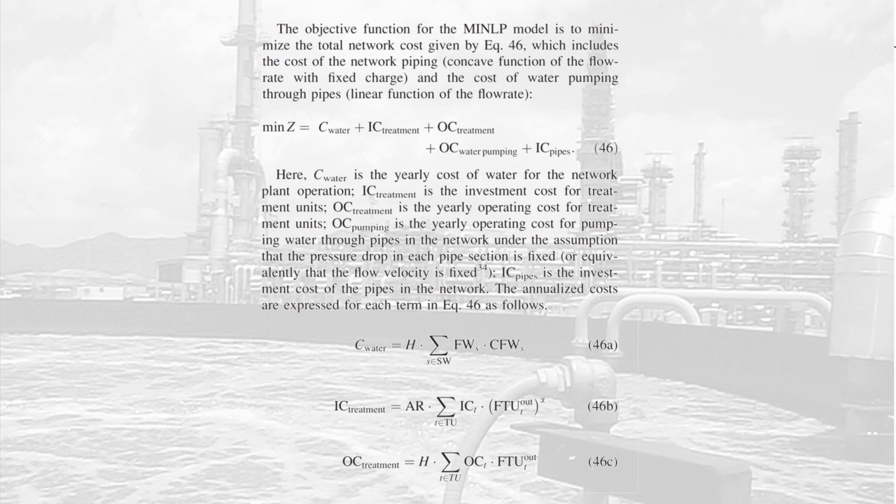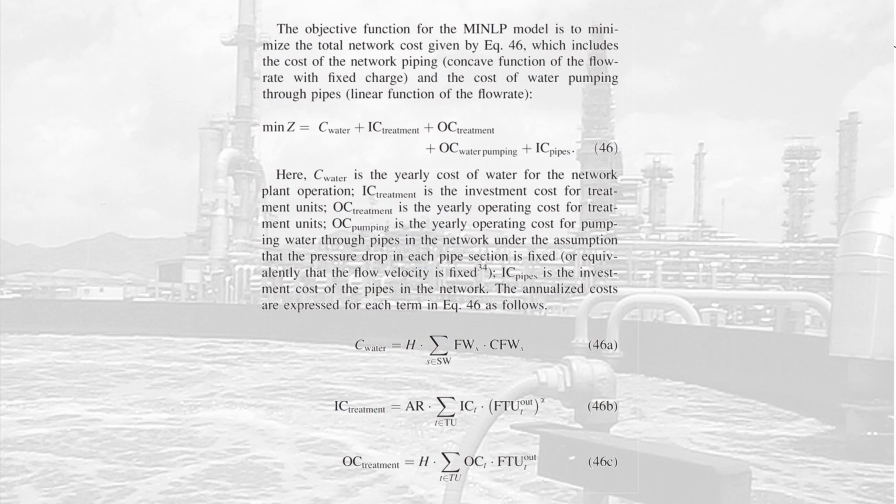Here, C water is the yearly cost of water for the network plant operation, IC treatment is the investment cost for treatment units, OC treatment is the yearly operating cost for treatment units. The MINLP considers binary variables with their corresponding lower and upper bound constraints. The objective function for the MINLP model is to minimize the total network cost, which includes the cost of the network piping, a concave function of the flow rate with fixed charge, and the cost of water pumping through pipes, a linear function of the flow rate.